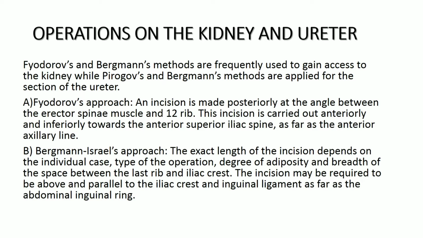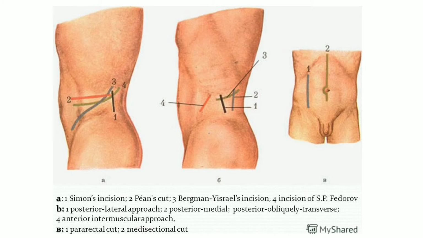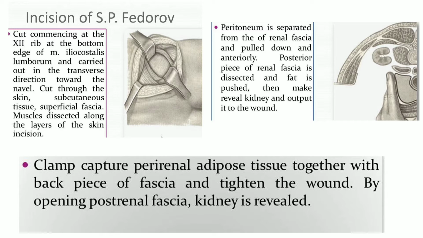The incision may be required to be above and parallel to the iliac crest and the inguinal ligament as far as the abdominal inguinal rib. Here we can see the demonstration of the incision. Now the incision by the Fierotropes method.